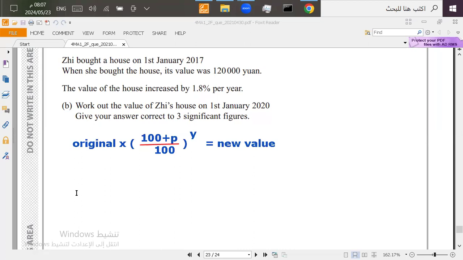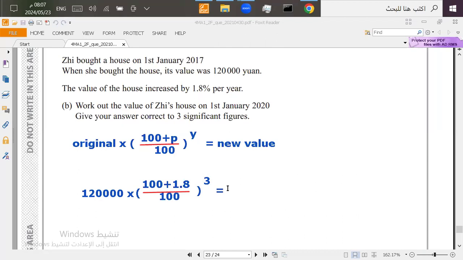Now we already have the original, so we're gonna say 120,000 multiplied by bracket 100 plus 1.8 over 100, like this. Okay, we put brackets to make sure that they do the brackets first. This is the idea of the compound interest. And then after that, it will give me the new value. So don't forget to put the power of years like this, which is power of 3, okay? And this is how you answer a question like this.